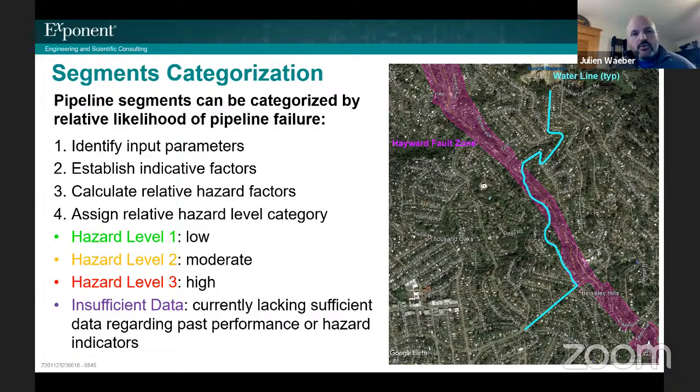And then what you can do is work with your local agencies, for example, to establish a general comfort or acceptance of risk, and identify what might be, based on that hazard factor, a low hazard level, a moderate hazard level, or a high hazard level. What's important to acknowledge as well is that there are a lot of parts of these systems where you just won't have enough data. That really needs to be acknowledged, because that will trigger further investigation.